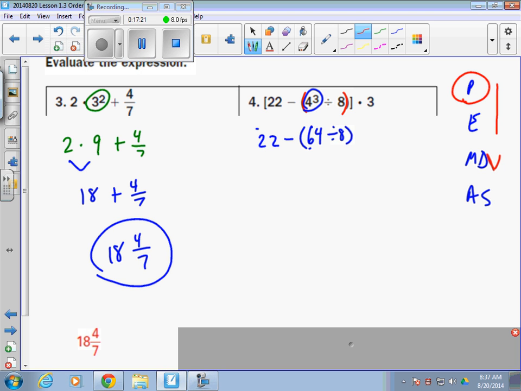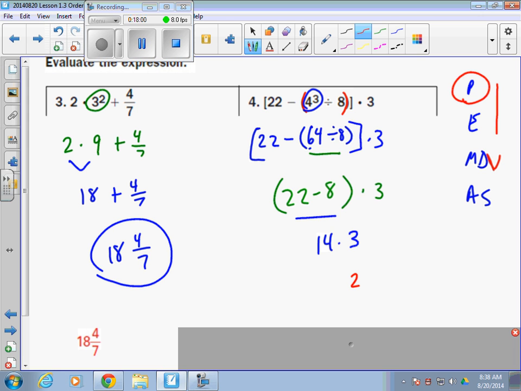So 22 minus 64 divided by 8, times 3. That's still in parentheses, that 22 minus 64 divided by 8. Then you do the innermost part of the parentheses. You do 64 divided by 8 here, and you get 8. So now you have 22 minus 8. That's still inside of the grouping symbols, which create parentheses out of it. 22 minus 8 is going to be 14, times 3. And 14 times 3: 4 times 3 is 12, 3 times 1 plus 1 is going to be 42.